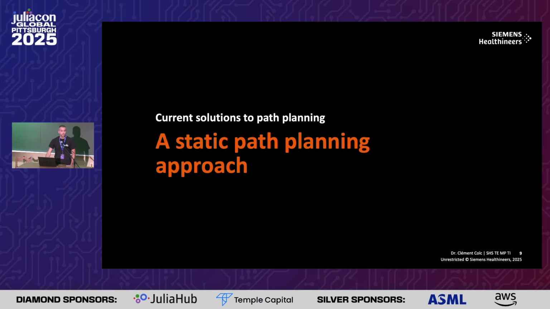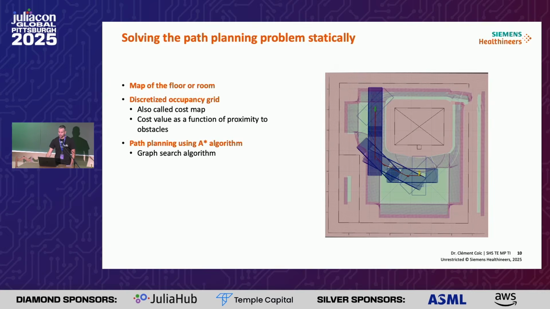So the first thing we did is something really, I don't want to say basic, but really static, in the sense that we imported a map of the floor, of the room. We discretized it, like meshed it. And then we ran an A-star path planning algorithm, which is static. As you can see, for example, here you have a system which is this rectangle. Let's say it's a bed going to an MRI system.